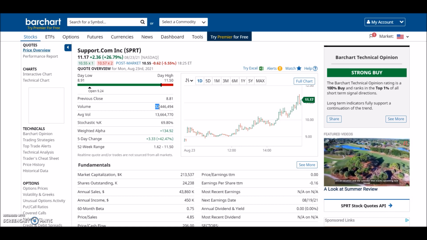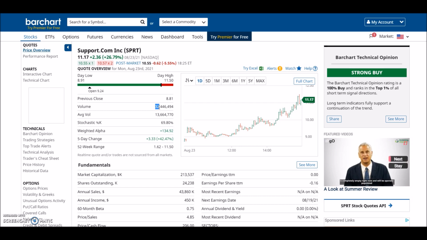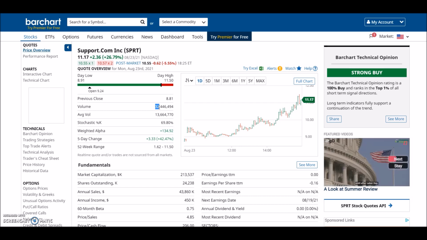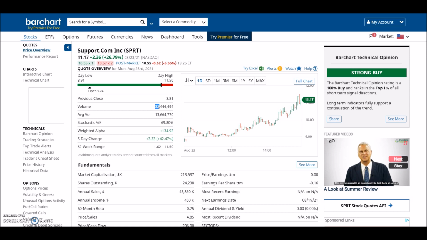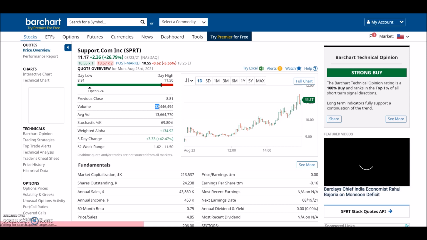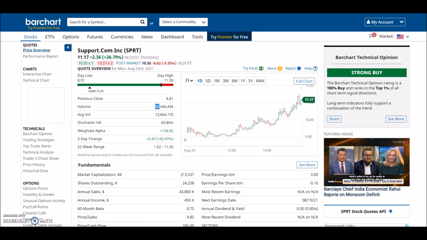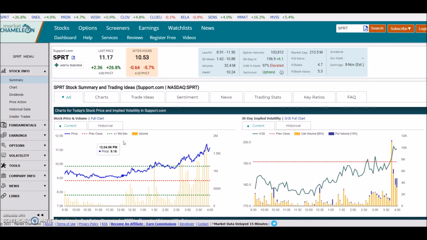And do not forget, it has a very high short interest, more than 60%. So whenever there is more volume and the price goes higher and it has a high short interest, then we know what's going to happen: the short squeeze. So as long as more volume is coming to SPRT, the price will go higher and higher. Keep that in mind.